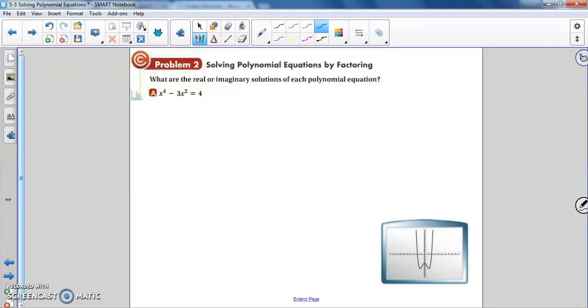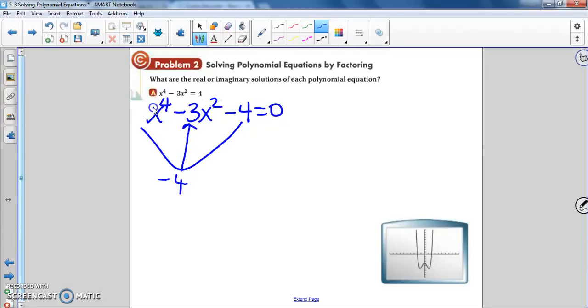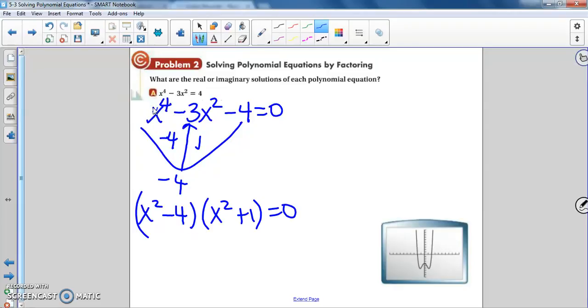So once again, make our equation equal to 0. X to the fourth minus 3x squared minus 4 equals 0. We have no GCF, so I'm going to factor. Since this is a quadratic-like equation, I can use our quadratic methods. So I have negative 4, what multiplies to negative 4 and adds to negative 3? We get negative 4 and 1. So now instead of x, I'm going to put x squared minus 4 times x squared plus 1 equals 0. Because we want our first term to be x to the fourth power.